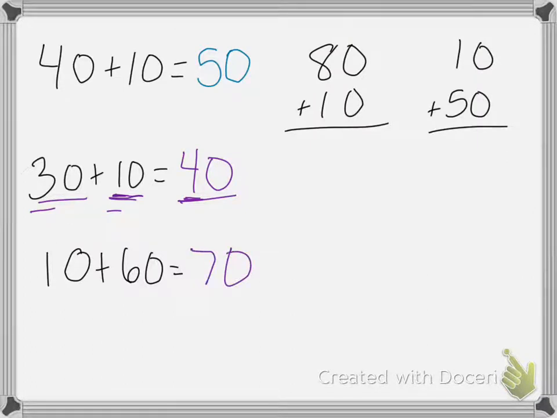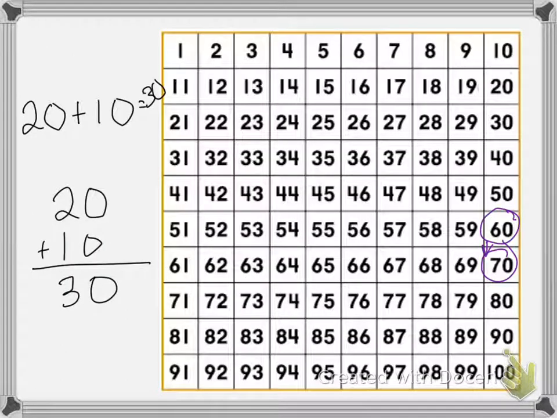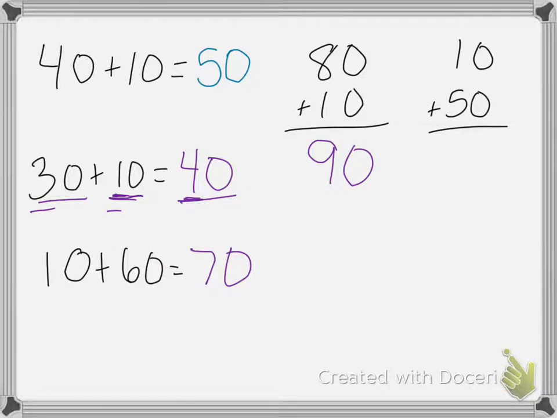All right, 80 plus 10 is going to be 90, because I know 90 is right below 80 on my chart. And 10 plus 50 will be 60.